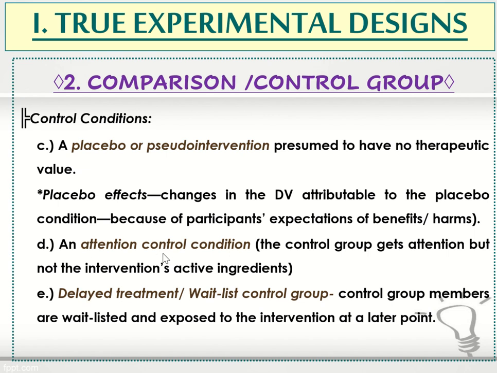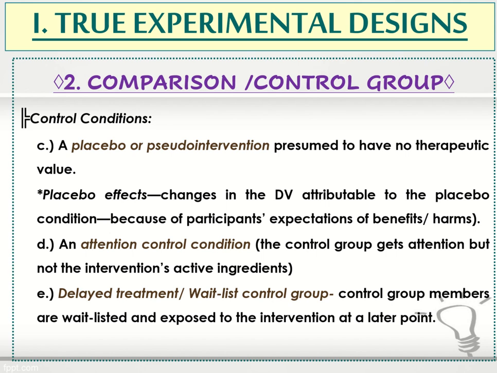Letter D, attention control condition. So the control group gets attention, but not the intervention's active ingredients. And then letter E, delayed treatment or wait list control group. Example, control group members are wait listed and exposed to the intervention at a later point. Ethically attractive, but is not always feasible. So the control group eventually receives the full experimental intervention after all research outcomes are assessed. So yun yung sa ating delayed treatment or waitlist control group.